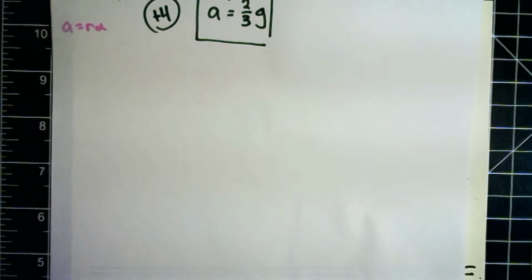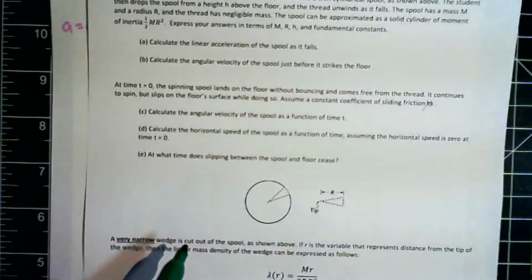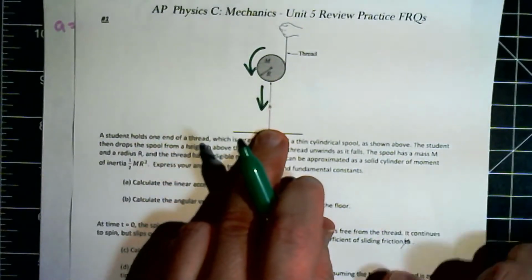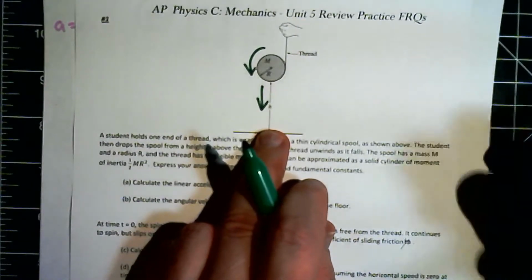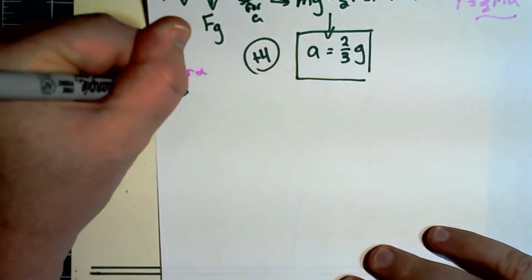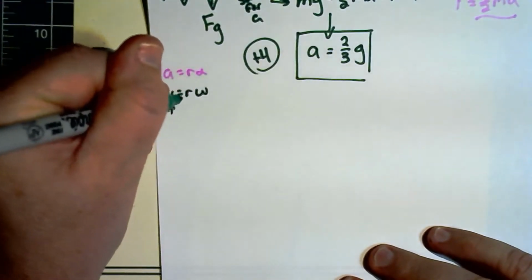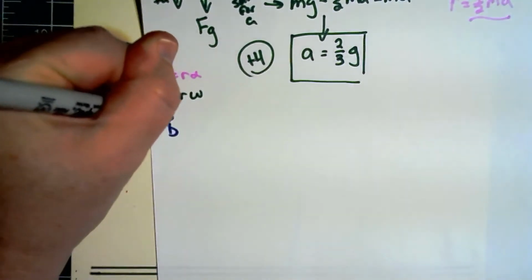Now, question B says calculate the angular velocity of the spool just before it strikes the floor. All right, so what I'm going to do is calculate the linear velocity just before it hits the floor, and then I'll make a conversion into angular velocity because I know that v is equal to r omega. So if I can find v, I just got to divide by r to get omega. So for part B, let's find the linear velocity and then make that conversion.